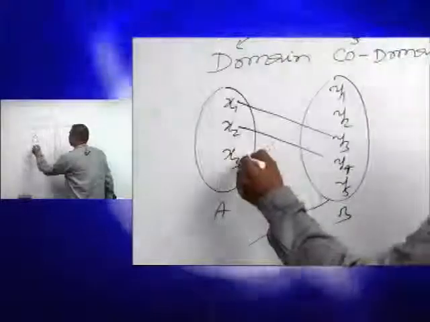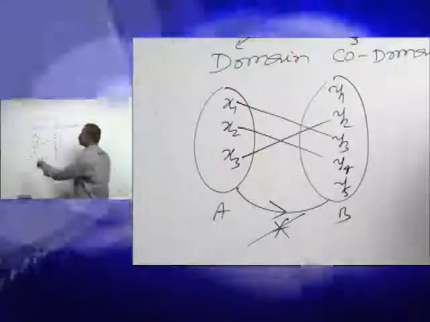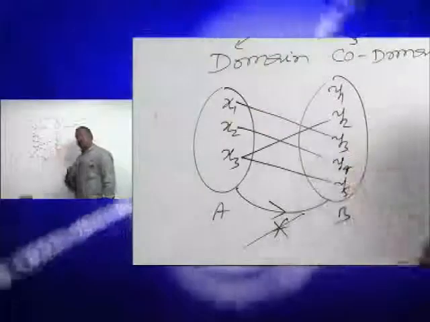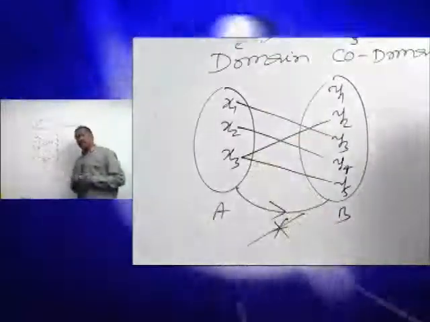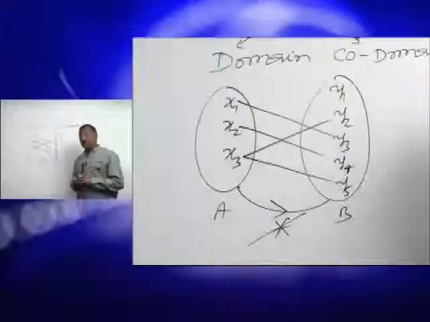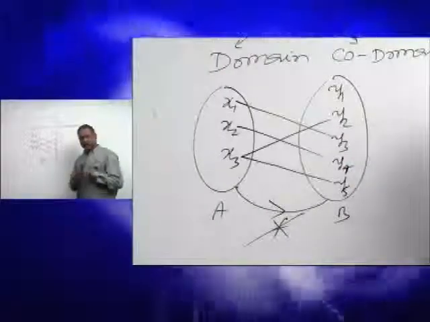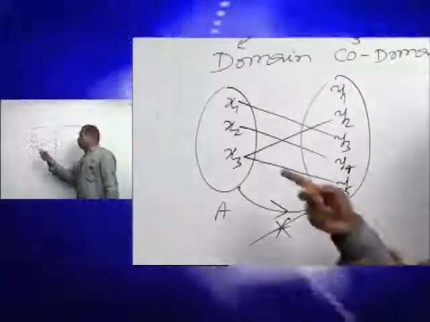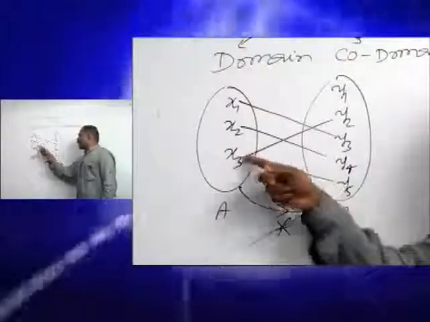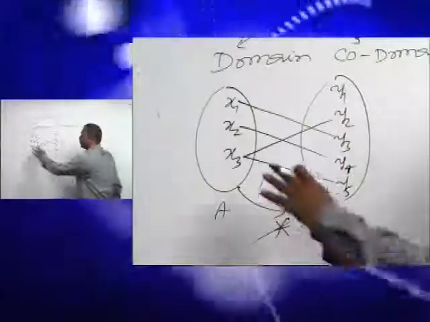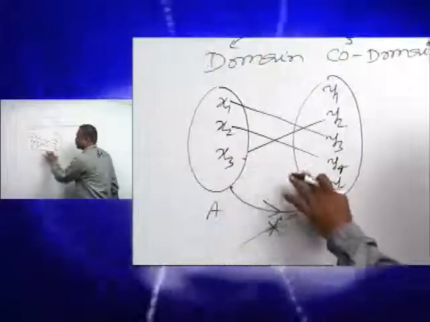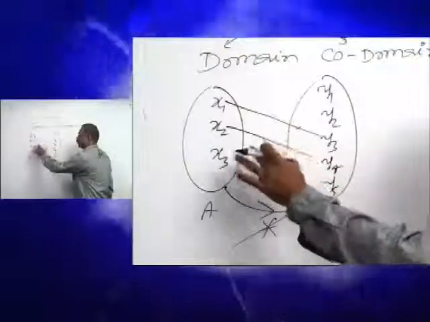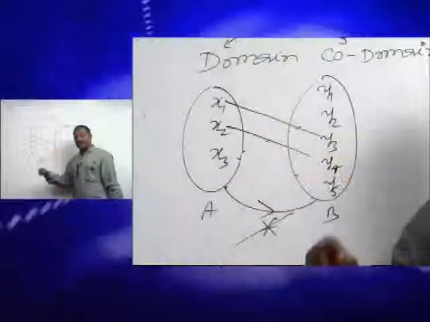Then it is like this, and it is like this. If any element of the domain has more than one association, then also it is not a function. These are the two things you have to remember. You have to remember what is not a function. If any element of the domain has more than one association, then it is not a function. If any element is left without association, then also it is not a function.